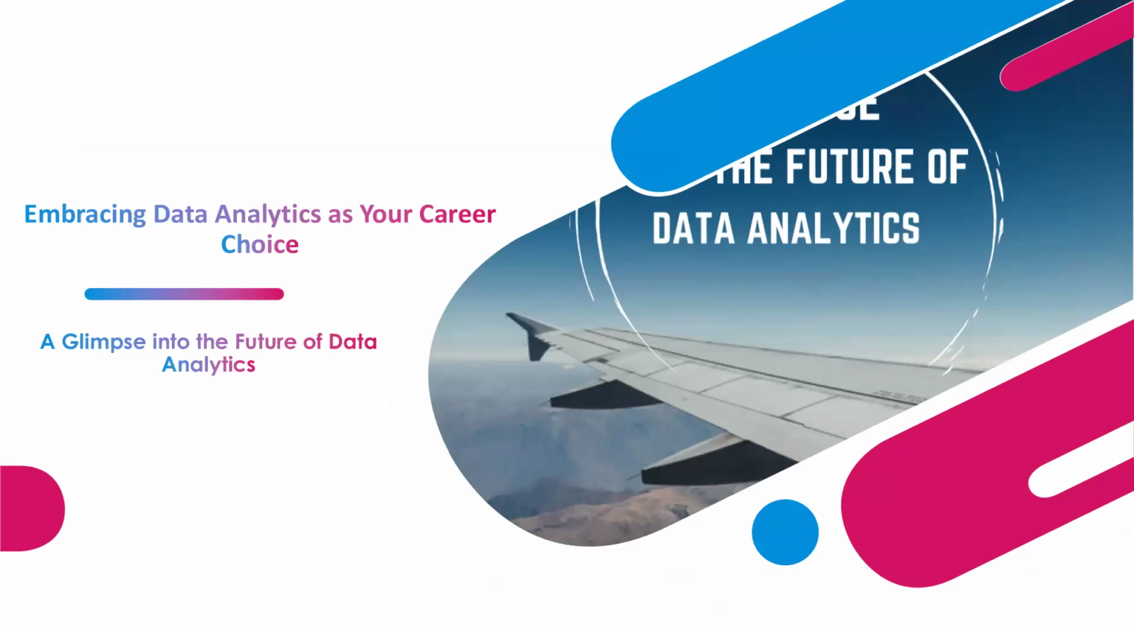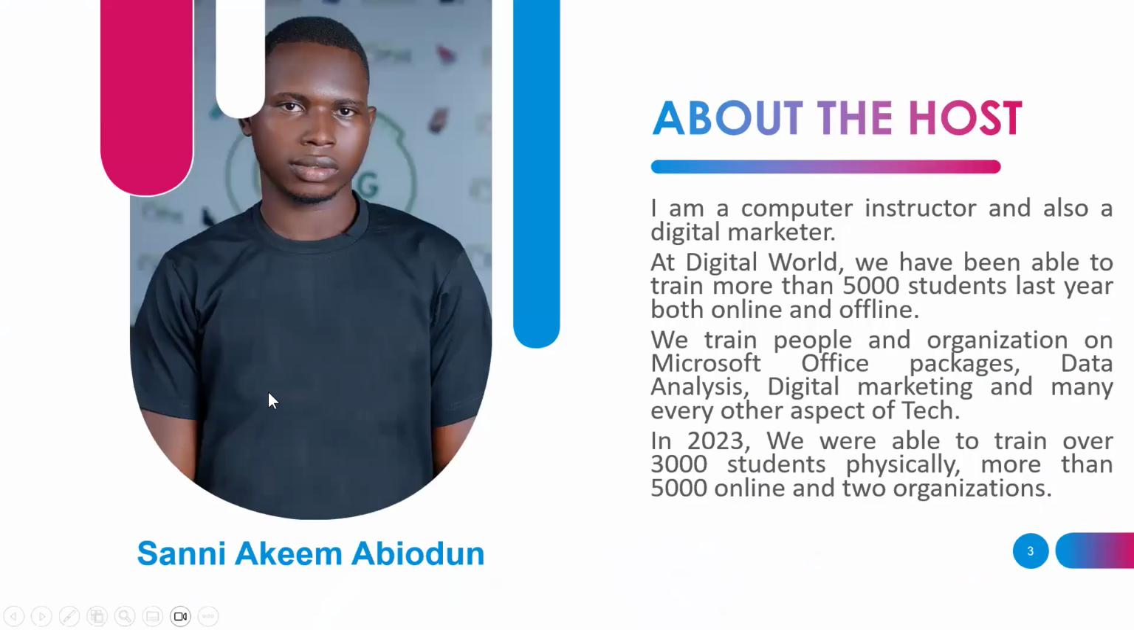But before we go ahead, you'll be asking, who is this black guy talking to me? As you can see, even in my picture, I'm dark. I am black, right? So, who is this person? My name is Sani Akim Abiodun. I am a computer instructor and also a digital marketer. I work at Digital World Tech Academy.